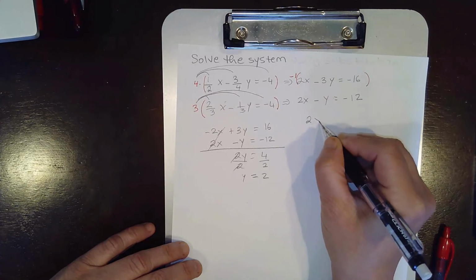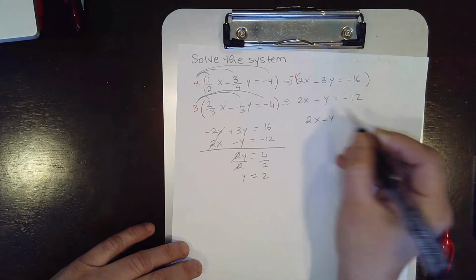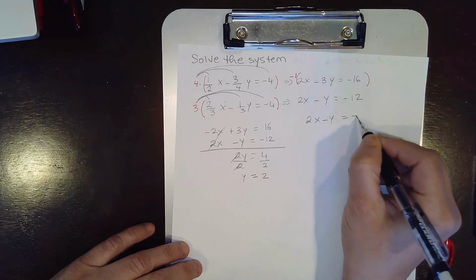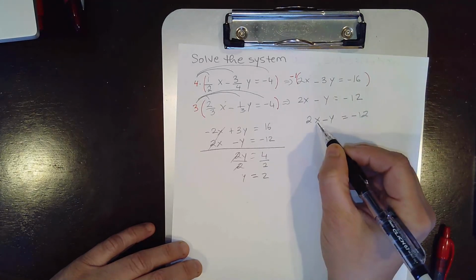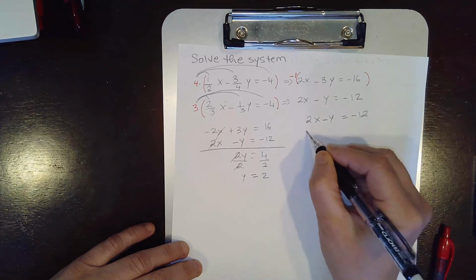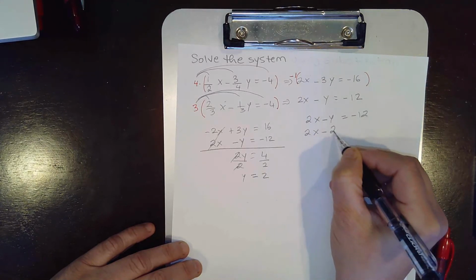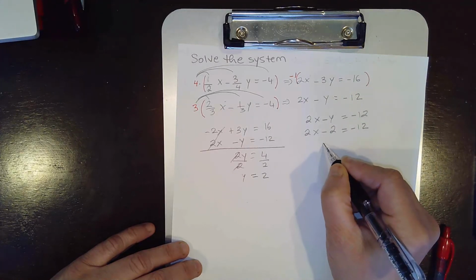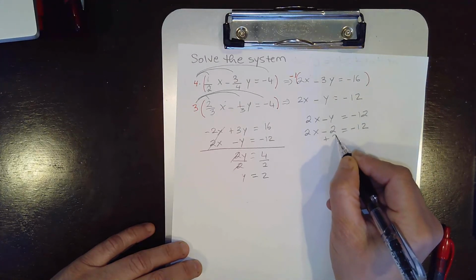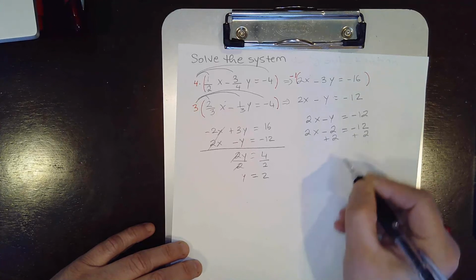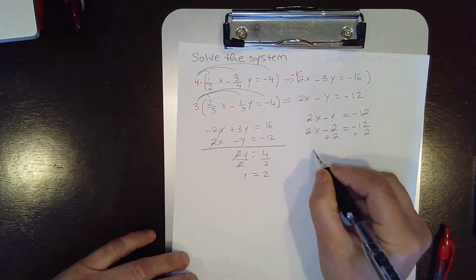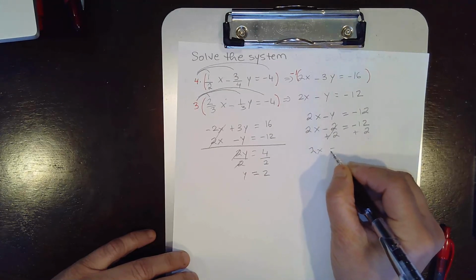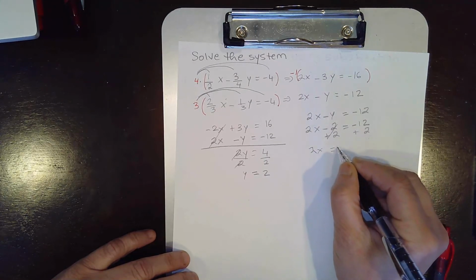So you have 2x minus y equal to -12. Now we're replacing y with 2. You get 2x minus 2 equal to -12. And now solving for x, we add 2 on both sides of the equation, and we get 2x, this cancels, equal to negative 12 plus 2, that's negative 10.